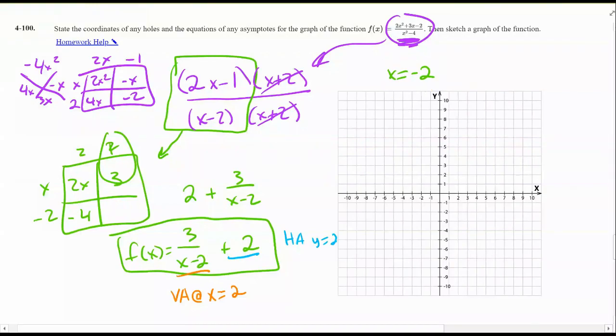Sorry, I should change colors on that. Let's go with, I'm running out of colors here. I think we'll go with brown. Let's do red.